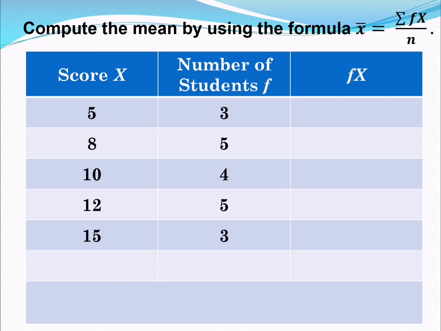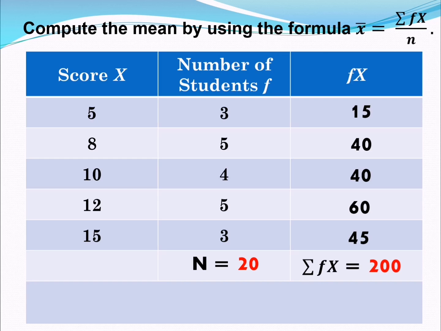So, we're going to solve first the mean. So, we have 5 times 3, we have 15. 8 times 5, 40. 10 times 4, 40. 12 times 5, 60. And 15 times 3, that is 45. Then, the formula for mean is summation of fx divided by n. So, we're going to find the summation of this column, the column of fx. And the total for the number of students first is 20. And the fx is 200.